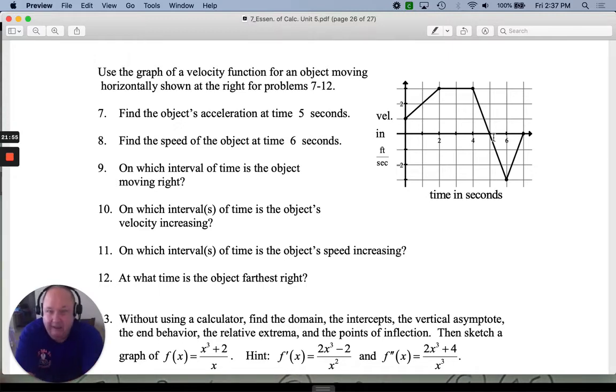Number 10, and again, I'll show you my work. I'm just talking to you out loud about it. On which interval is the object's velocity increasing? Velocity is increasing when the slope is positive. So when is the velocity increasing? From 0 to 2. It's also increasing from 6 to 7.